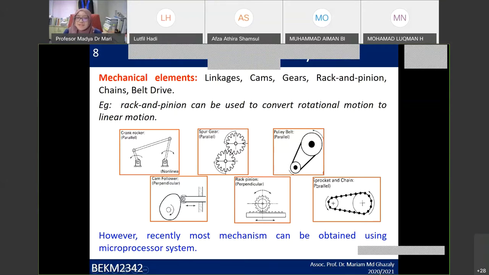Bicycle, no. Bicycle using timing belt. Lebih kurang macam timing belt lah kan? Bicycle belt pulley ke? You have a gearing, right? You have something like the teeth, right? So it's not belt and pulley. Belt pulley is just a belt.